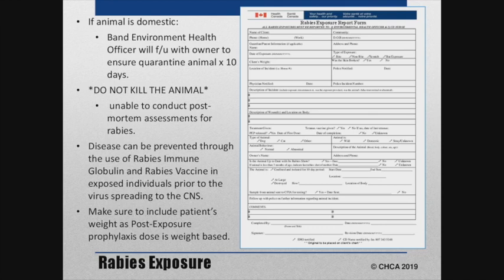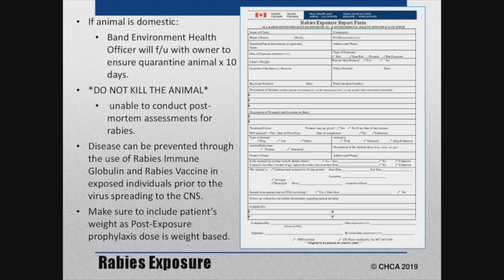Mainly, when the animal is killed, we're unable to conduct the post-mortem assessments for rabies. But the disease can be prevented through the use of rabies immunoglobulin and rabies vaccine in exposed individuals prior to the virus spreading to the CNS. So that's why it's important to initiate the response and have this form filled out so that the patient can receive the immunoglobulin as well as the vaccines.